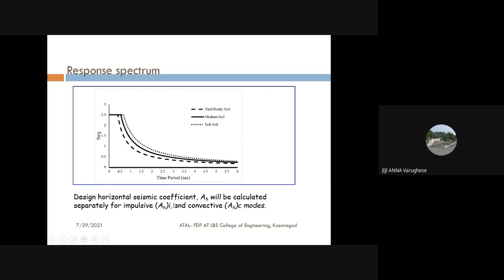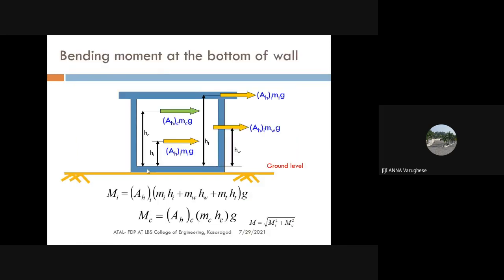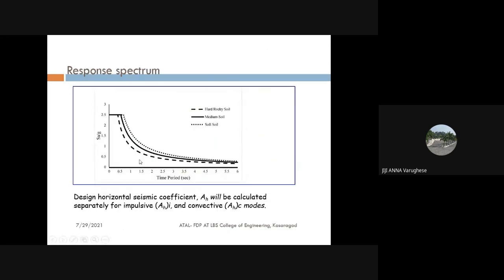Next, we have to find out the time period for the impulsive mode of vibration, and the code gives equations for finding out the time period for the impulsive mass.